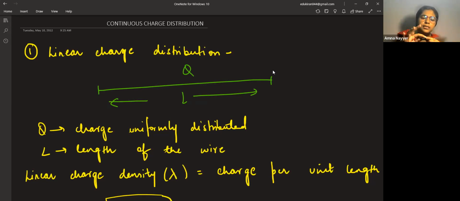For example, this is 1 meter. So how much charge is distributed in this? In 1 unit, how much charge is enclosed? Q is the charge uniformly distributed, L is the length of the wire. This linear charge distribution is represented through the symbol lambda. Everywhere you will find lambda written. This is a standardized symbol. It is not that I want you all to use it only in my class. NCERT uses it, it is a standardized symbol. So linear charge density is basically charge per unit length.